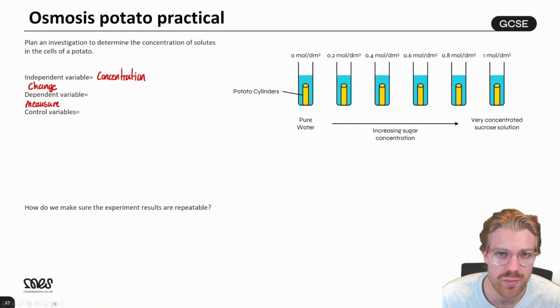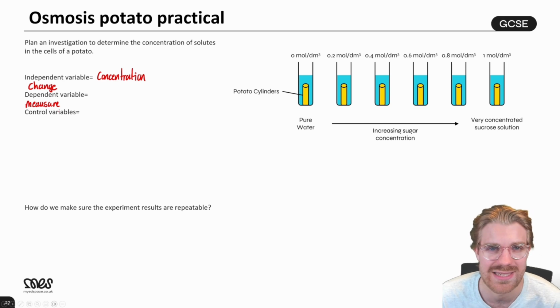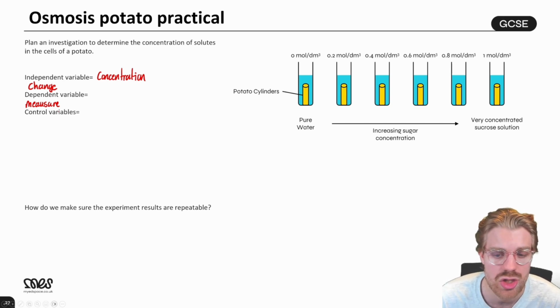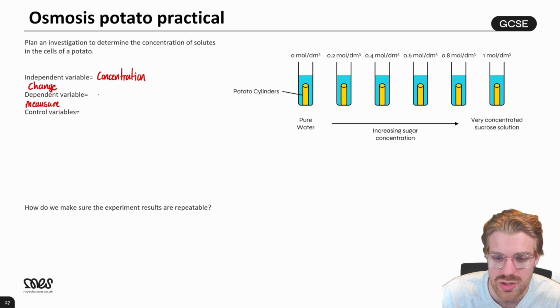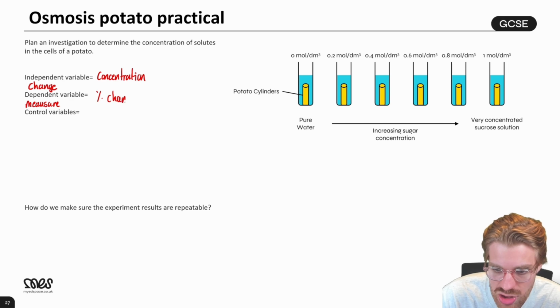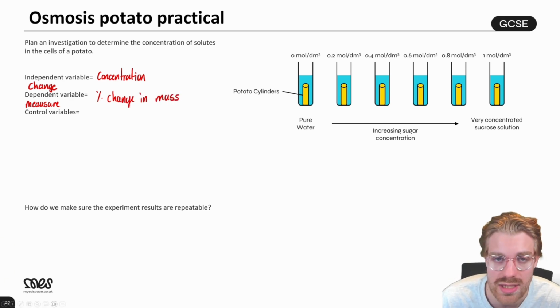But one of the problems is that we can't make sure that the starting mass is identical for all of our pieces of potato. We can't make sure that they have exactly the same number of cells. So in order to be able to make that comparison, we are going to measure the percentage change in mass. This is so that we can compare the individual pieces of potato.